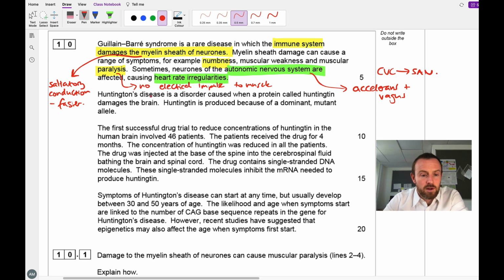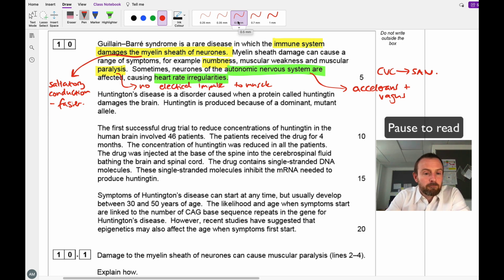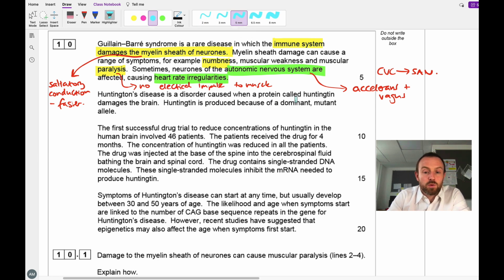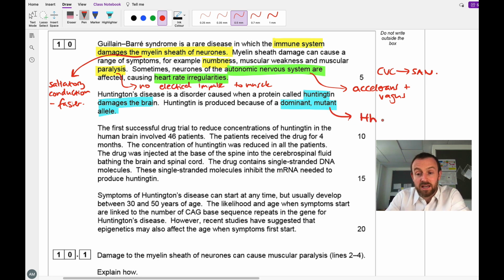Let's keep going. Let's read quickly now the next one or two little paragraphs there, and I'll come in with some annotations. Have a go, see what you pick out. Okay. All right, let's pick a different color. Huntington's disease is a disorder caused when a protein called huntingtin damages the brain. It is a dominant mutant allele. I might even just write to the side, something like this, HH, big H, little h, has it. Heterozygotes have the condition.